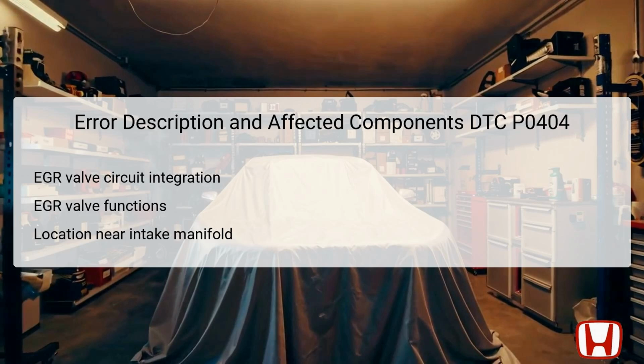Located near the intake manifold, the EGR valve plays a crucial role by recirculating exhaust gases. This function helps in lowering nitrogen oxide emissions by controlling the combustion process. If the EGR valve or its circuit malfunctions, it can lead to incomplete combustion and increased emissions, triggering the DTC P0404 error code. Comprehensive diagnostics are required to understand the exact issue within the EGR system.